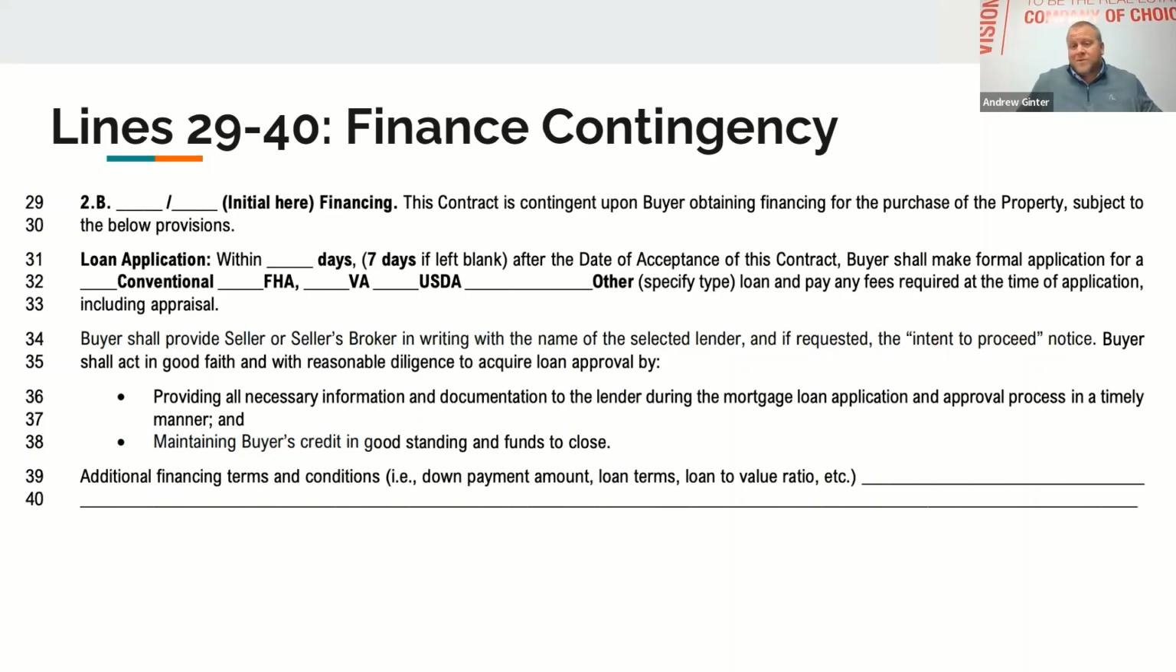And that could go as far as, you could put an interest rate on there. And then if the buyer can't get that interest rate, they don't have to buy.